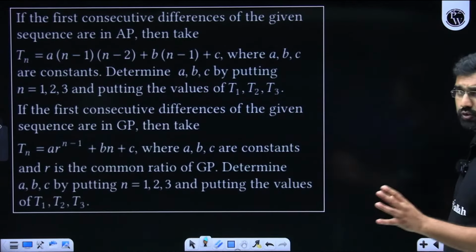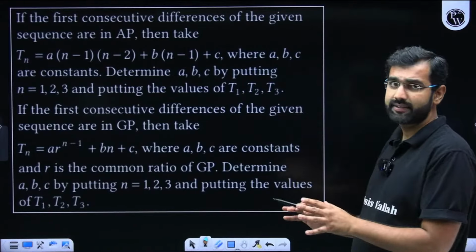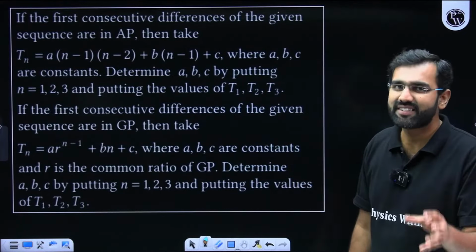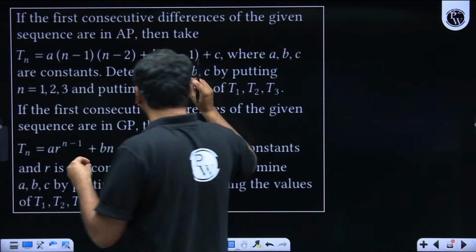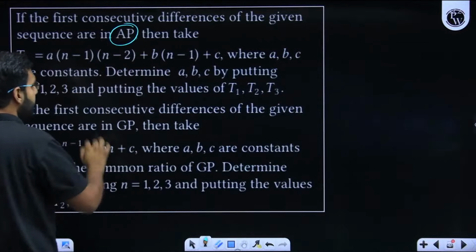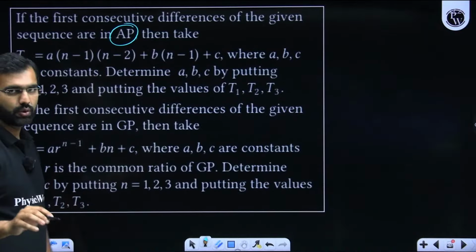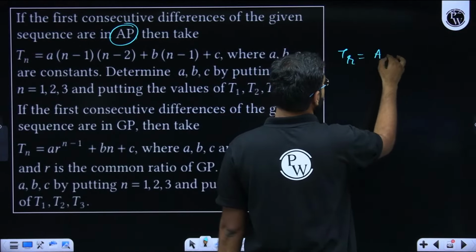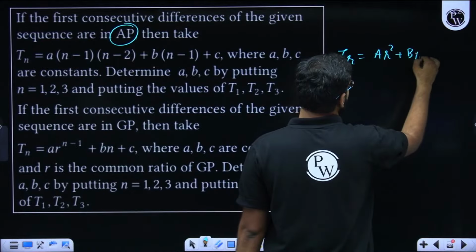This is what I was mentioning. Now please try and remember this. If the difference between consecutive terms is in AP, then you can take the nth term or the rth term as AR square plus BR plus C.